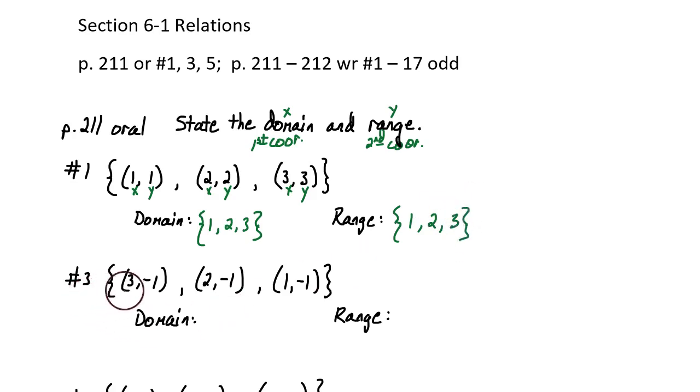For number 3, let's do the same thing. First, let's identify the first and second coordinates each time. It is common to call them x and y. X, y, x, and y. The domain is a set of all of the x-coordinates. There is a 1 from over here, there is a 2, and there is a 3. The range is a list of all of the y-coordinates. They're all -1. You only need to list the number once.